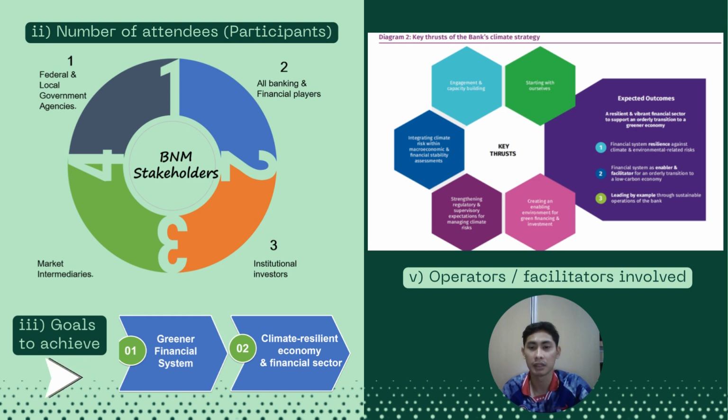Expected outcomes. A resilient and vibrant financial sector to support an orderly transition to a greener economy. Number 1, financial system resilience against climate and environmental related risks. Number 2, financial system as enabler and facilitator for an orderly transition to a low carbon economy. And number 3, leading by example through sustainable operation of the bank.